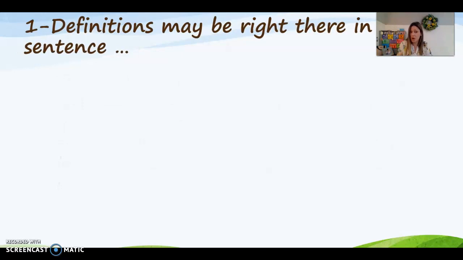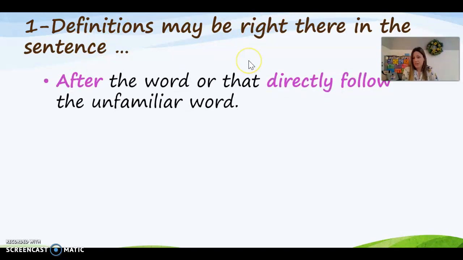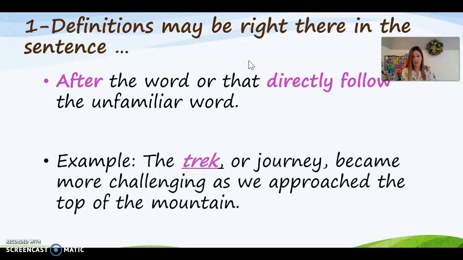The first box on your graphic organizer says, definitions might be right there in the sentence. So let's move this so that you can see that. There you go. Right in the sentence, after the word or that directly follow an unfamiliar word. So it could be after the word. This is an example of that.